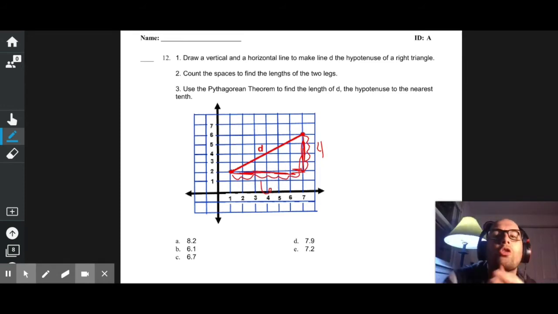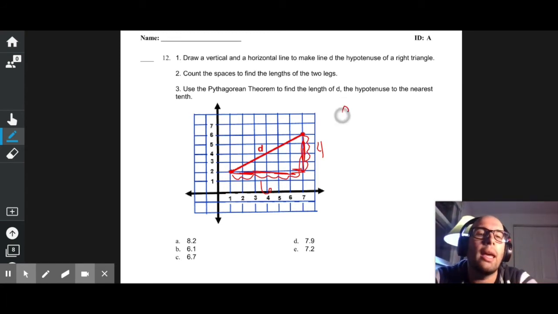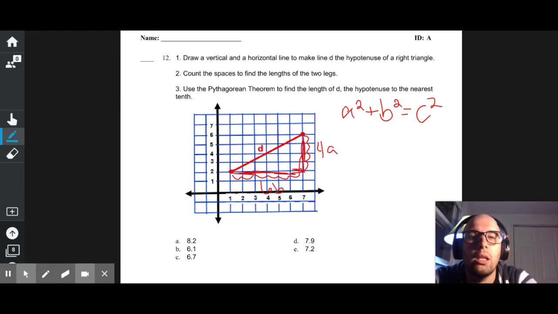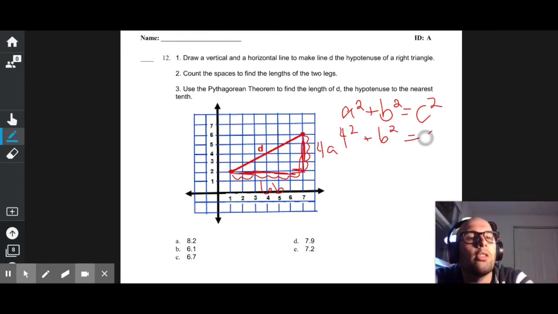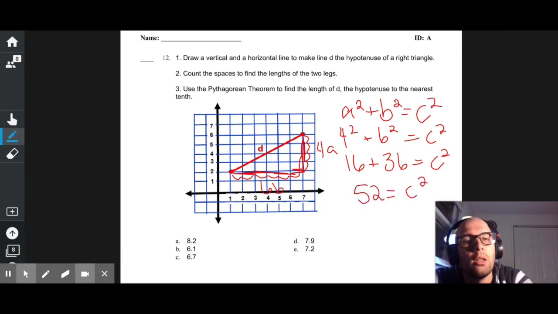Use the Pythagorean theorem to find the length of D, the hypotenuse, to the nearest tenth. Easy. A squared plus B squared is going to equal C squared. I'll let you be A and I'll let you be B. 4 squared plus 6 squared equals C squared. 4 squared is 16. 6 squared is 36. 16 plus 36 is 52 equals C squared.